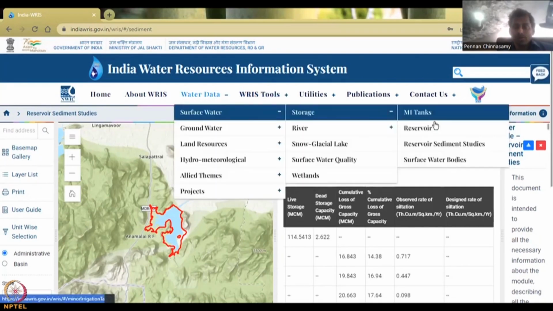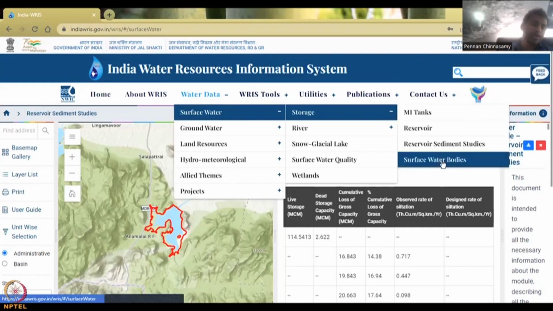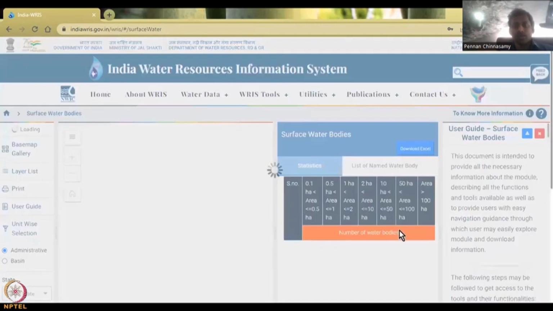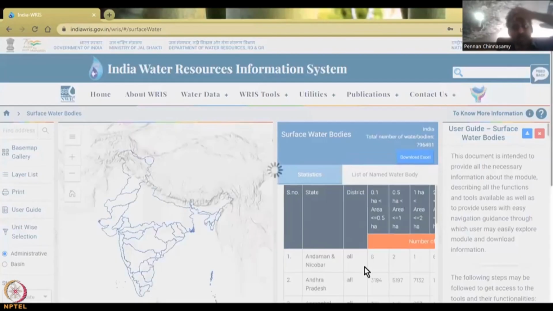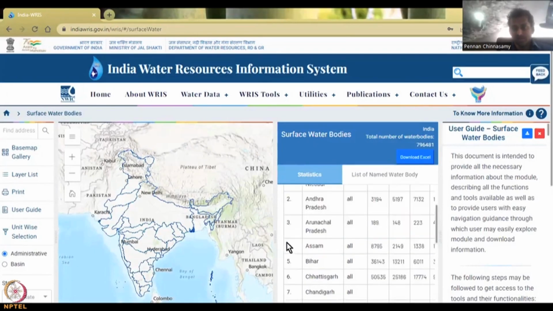And then I'm going to go to the reservoir. Okay, the surface water bodies would just include your lakes, pond locations, and the number of water bodies as classes. So is it greater than 1 hectare, lesser than 1 hectare, how many in a particular state? It's basically location-specific data. Let's take the state, for example.